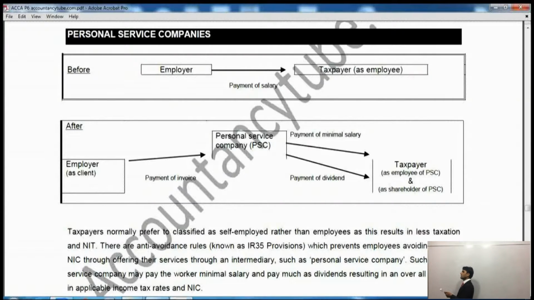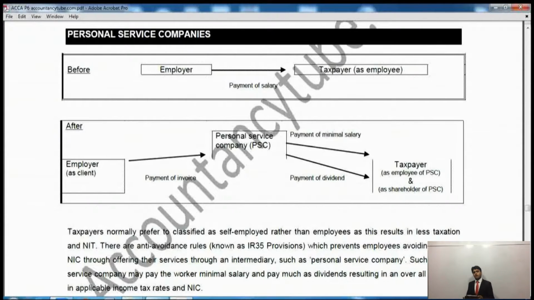Now, like I gave you the example of myself, I used to work for a company long ago. It was a property management company, right? They told me to be self-employed rather than employed. If they told me to be self-employed, what if I would have agreed? Instead of being employed, I will show myself as self-employed. So this is called a personal service company.